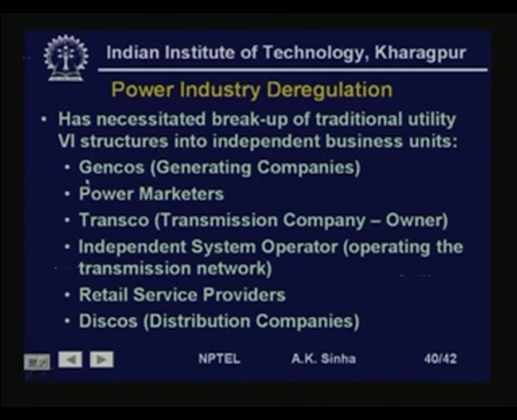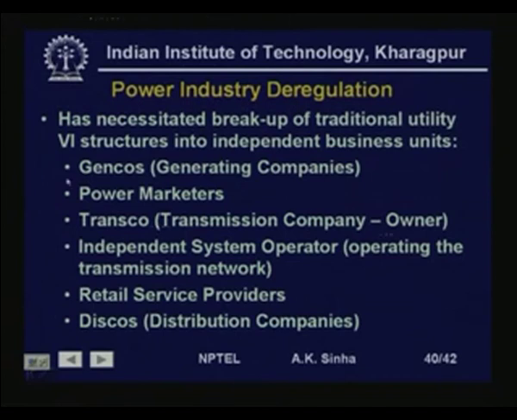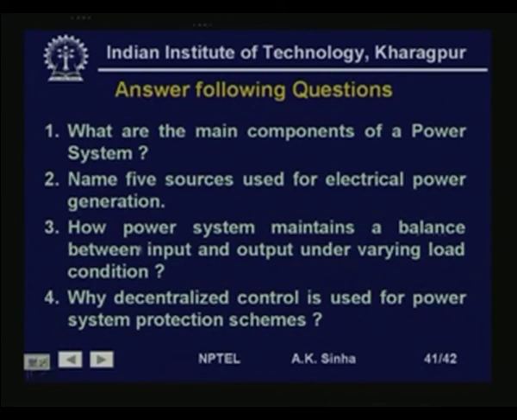This has happened, as I said, by unbundling into GenCos, TransCos, and distribution companies or retail services, or DISCOs. Other players like power marketeers and independent system operators will come when this system starts functioning, because without a proper structure this system will not be able to function. In many countries this is already coming up, and has already started working.